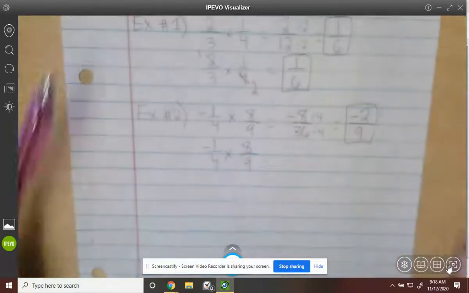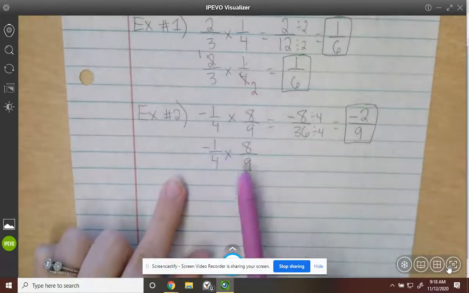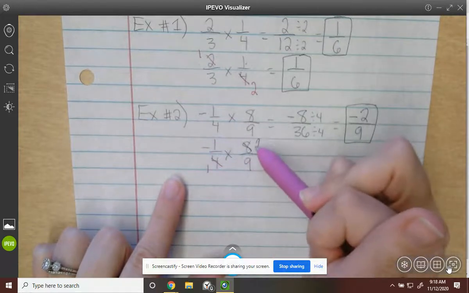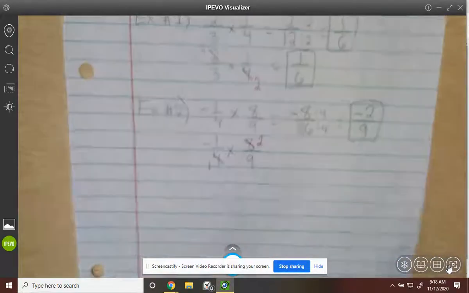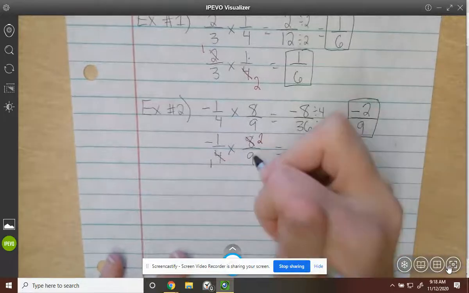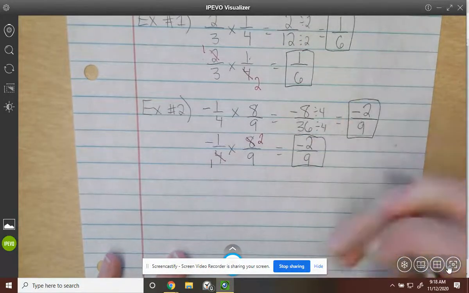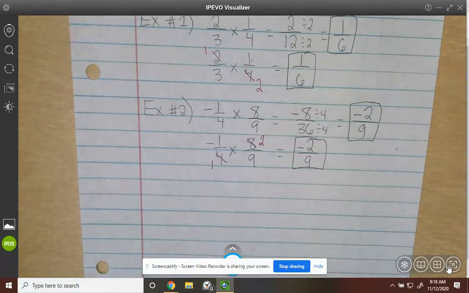Cross simplify way. I can't do anything with those, but I can take 4 one time into 8, which leaves me with 2. So now my answer would be -2/9. See why I like doing that? Then I don't have to simplify.